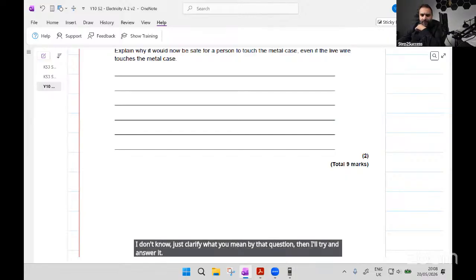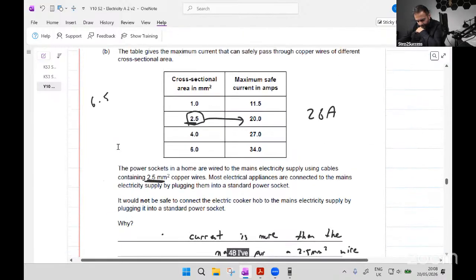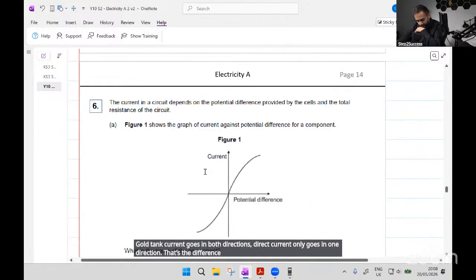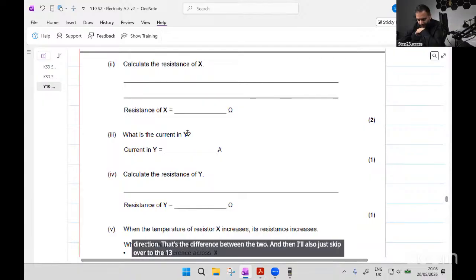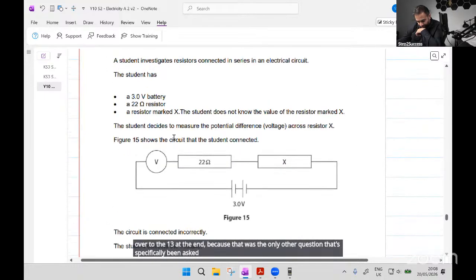For B, I've done. Alternating current goes in both directions. Direct current only goes in one direction. That's the difference between the two. And then I'll also just skip over to the 13 at the end, because that was the only other question that's specifically been asked. Okay, right.